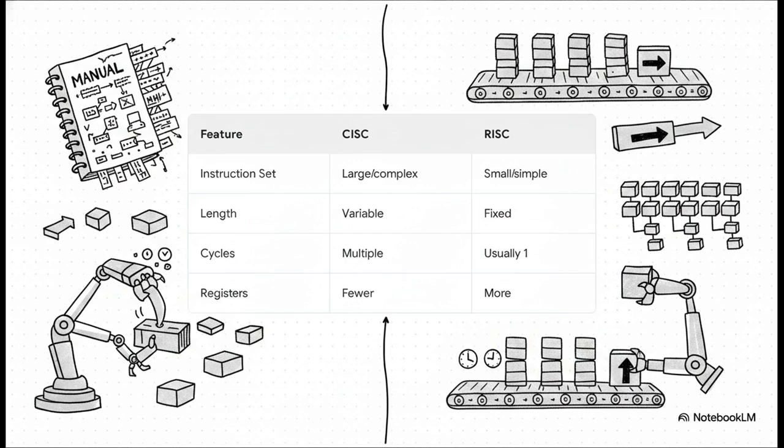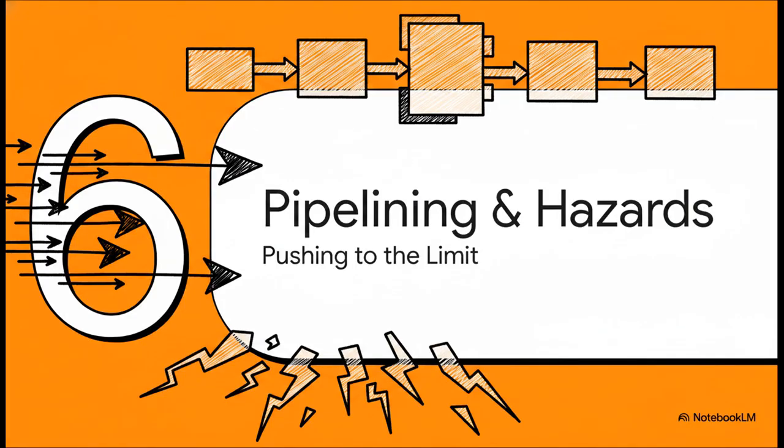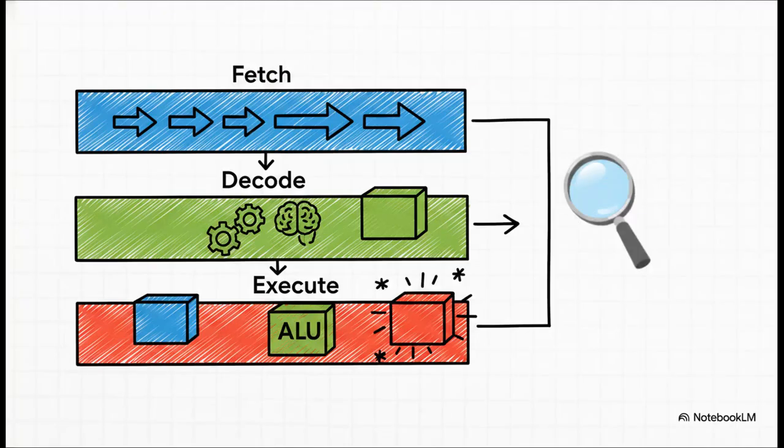All right, so we've got our simple instructions, but we want to go faster, like way faster. That brings us to Section 6, Pipelining and Overcoming Hazards, Pushing to the Limit. Let's see what happens when we try to make this whole system run at just blistering speeds.